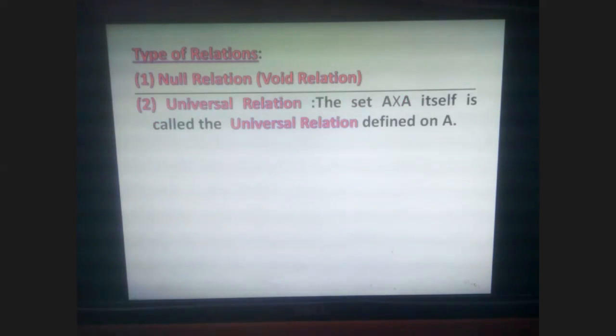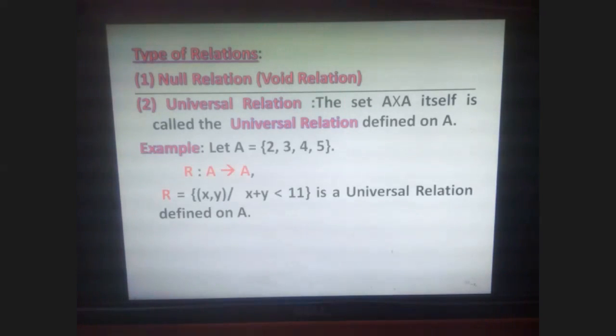Now we go for universal relation. Obviously, the universal relation is the set A cross A itself, because when you take a subset of any set, the same set itself is very much a subset. So A cross A is a relation from A to A. It contains all possible elements. I'm taking only A here. Suppose A is equal to {2, 3, 4, 5}.